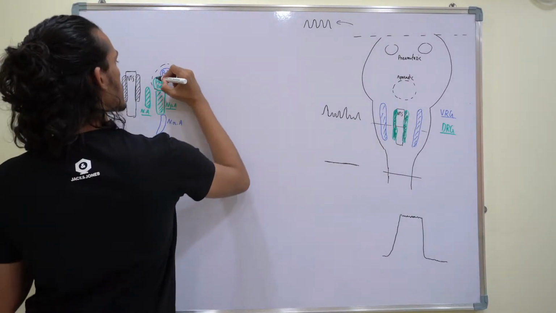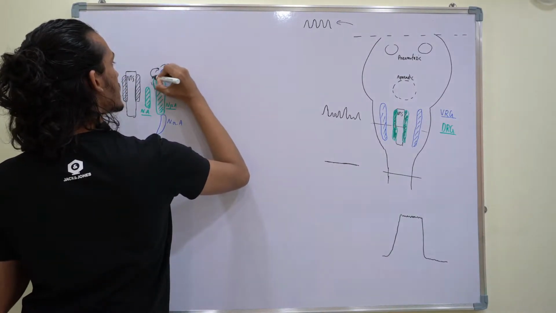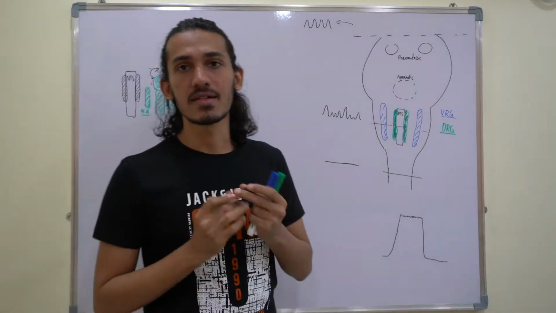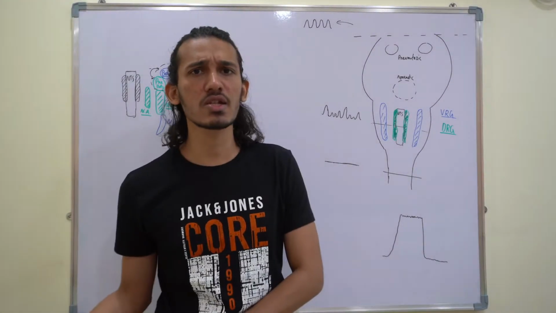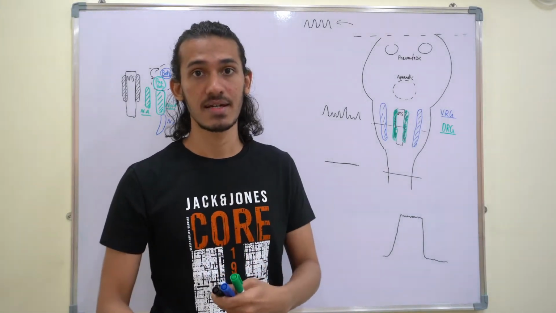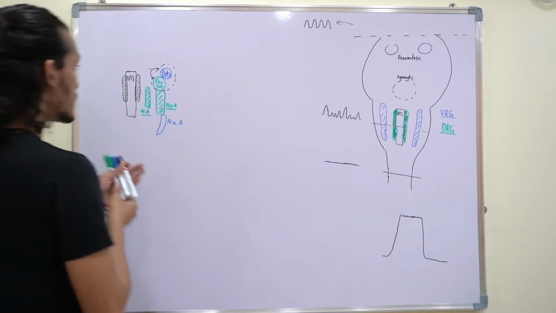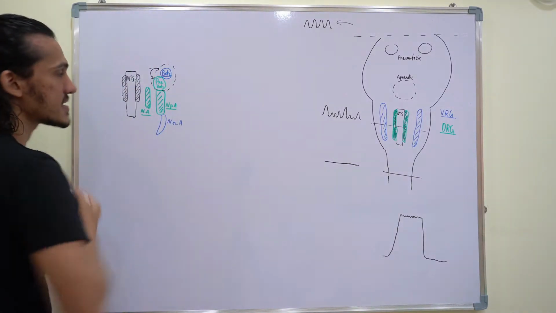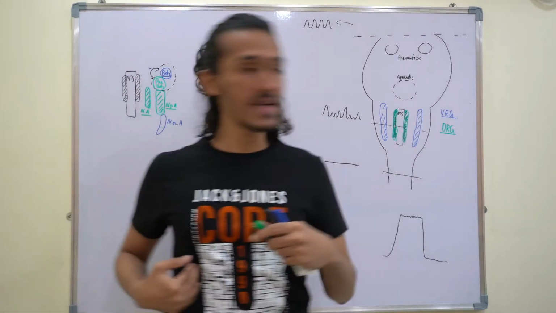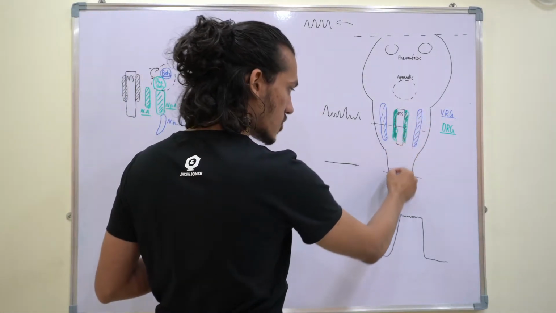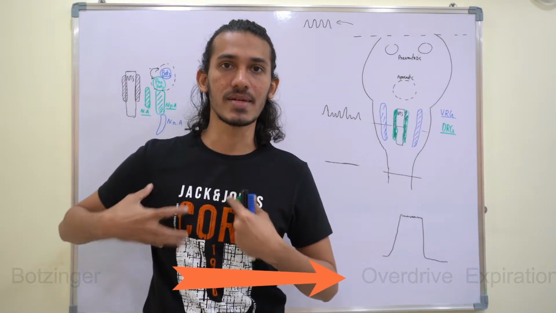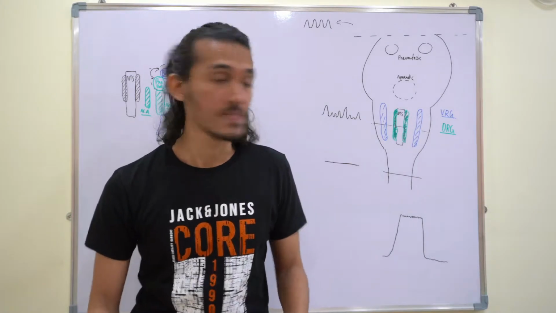So when pre-Botzinger is active, it will inhibit Botzinger. When Botzinger is active, it will inhibit pre-Botzinger. So basically when inspiration is happening, expiration should be stopped. When expiration is happening, inspiration is stopped because of this. And another thing you need to understand is this goes to the opposite side. Botzinger complex goes to the opposite side and from there it goes down and goes to the abdominal muscles and the intercostal muscles to result in expiration.